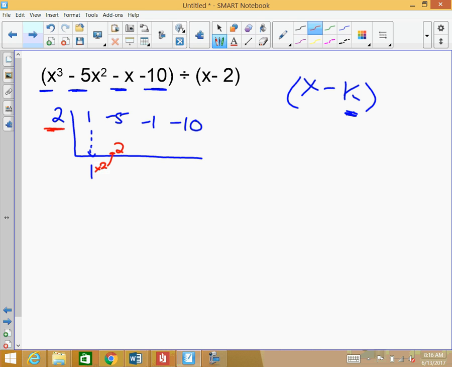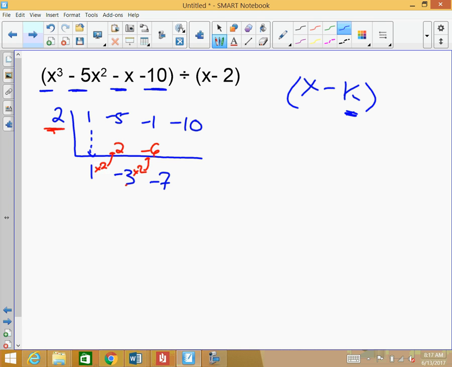Now here's where it gets a little different. Now we add. We don't subtract, we just add. So negative 5 plus 2 gives me negative 3. And then I just do the same thing. I multiply by this 2 here. So times 2 and bring it here. So negative 3 times 2 is actually going to be negative 6. So minus 1 plus minus 6 is negative 7.